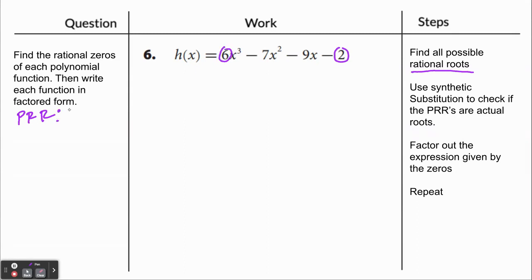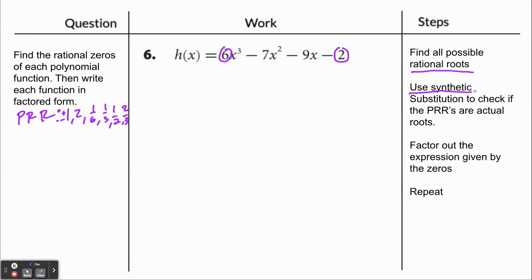So what that's going to be is positive or negative 1, 2, then 1 over 6, 1 over 3, and 1 over 2. And then also 2 over 6, which is just 1/3, 2 over 3, and 2 over 2, which is just 1. So we're good there with all of my possible rational roots.